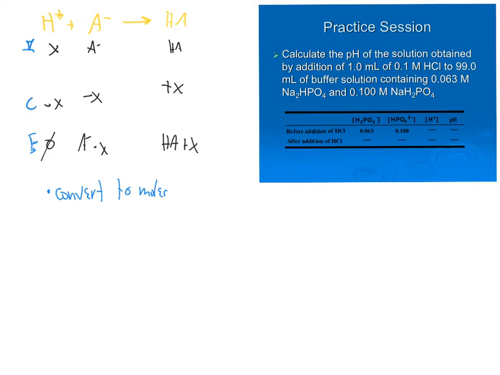And so if X ended up being, oh, actually I can't do this in my head. It's about 0.0001. You may want to double check that. Then, for example, the A minus is going to be subtracted by 0.0001, and the HA is going to have 0.0001 added to whatever that number was. Then plug and chug.